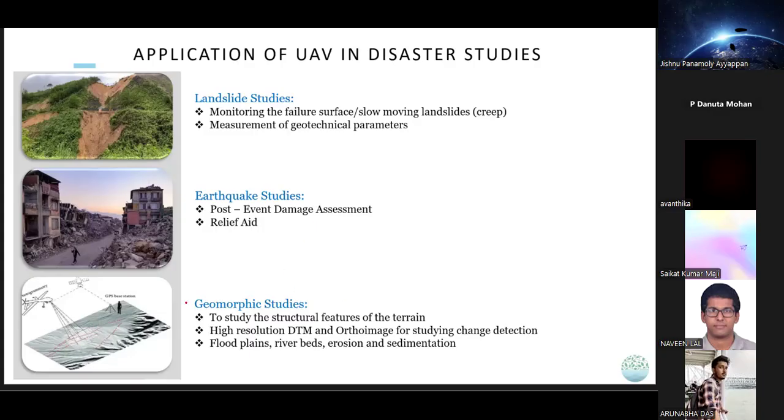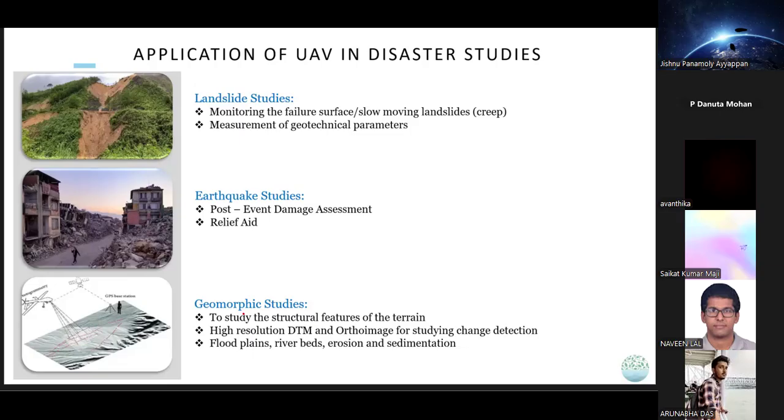Then drones can be used for geomorphic studies. That is, in the case of floods, landslides or avalanches, you can use drones to study the structural features of that area, that is, the geomorphic features of that area. And then high resolution DTMs and orthomosaic images can be used for studying change detection. If a river has been inundating, the change of course in the river can be detected and monitored using high resolution drone products. Then floodplains, riverbeds, erosion, and sedimentation can also be studied.